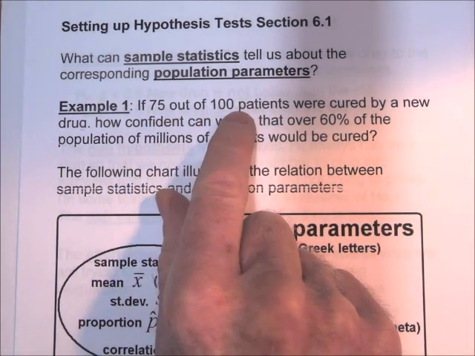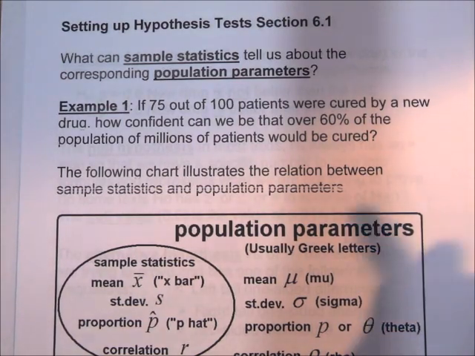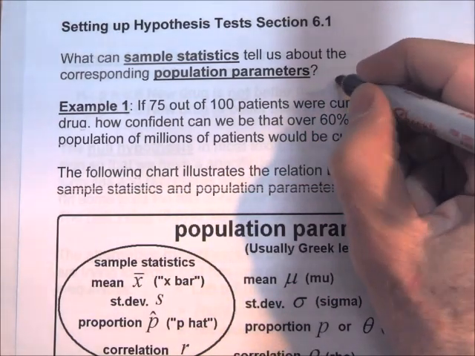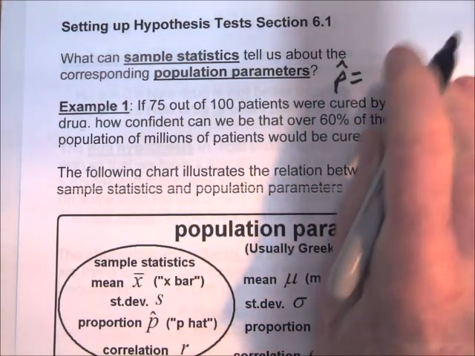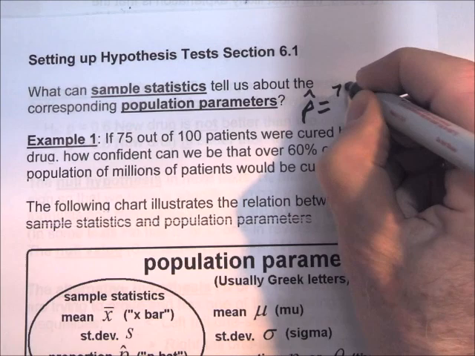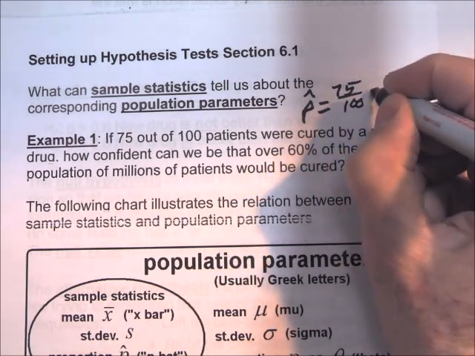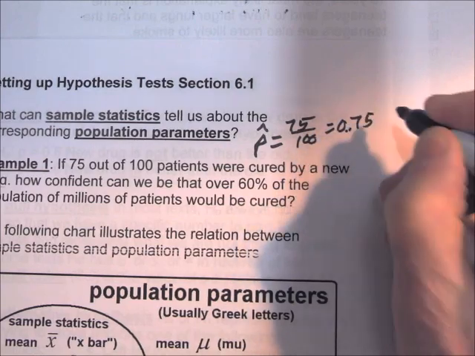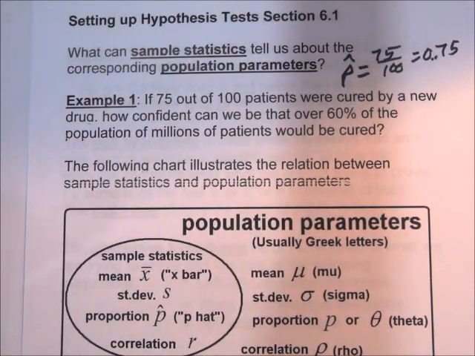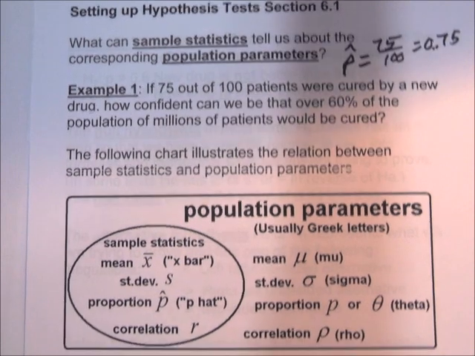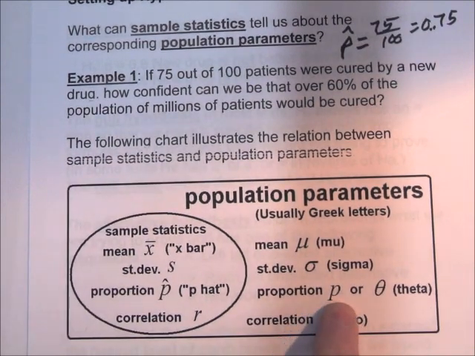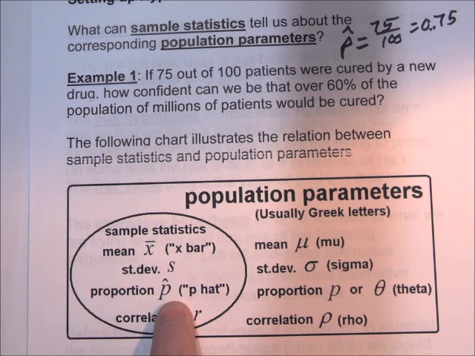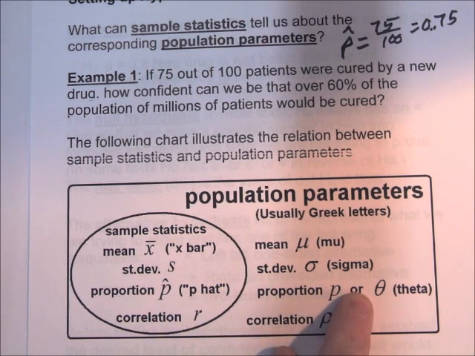Okay, so the 75 out of 100, that's our sample proportion. That's p hat. So the p hat is 75 over 100. That's our sample proportion. Or as a decimal, it's 0.75. And that's our estimate for our unknown population proportion. Typically, the population proportion will be unknown. So a sample proportion p hat is the estimate for the unknown population proportion.